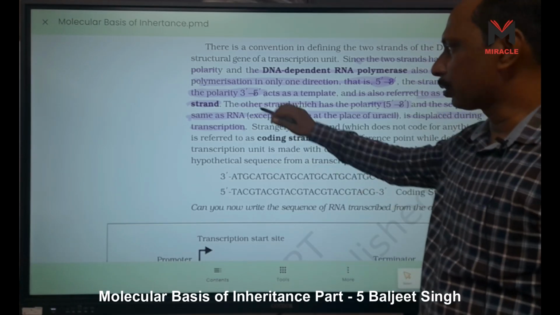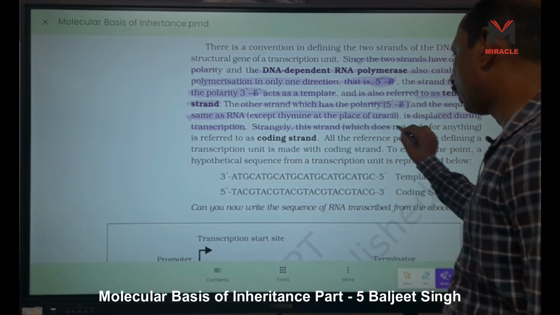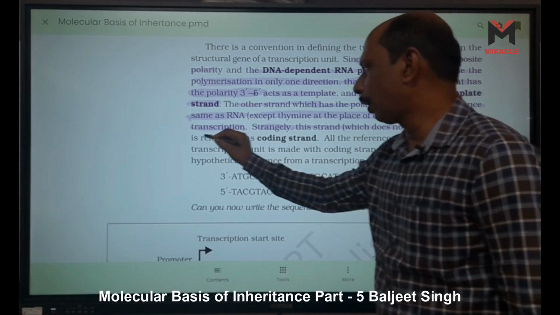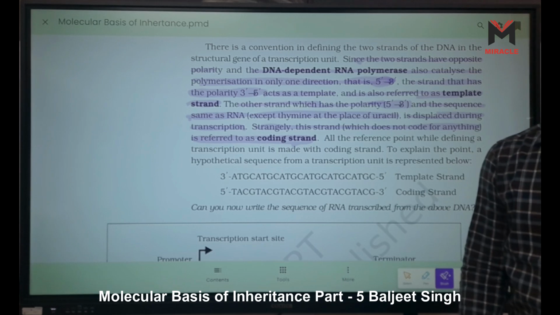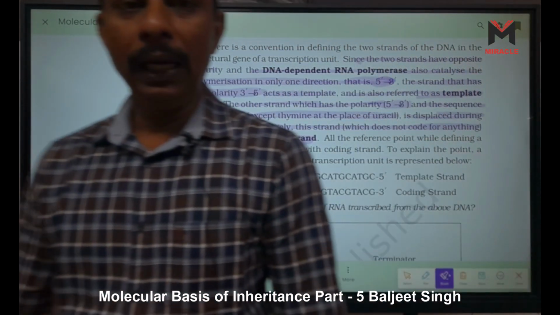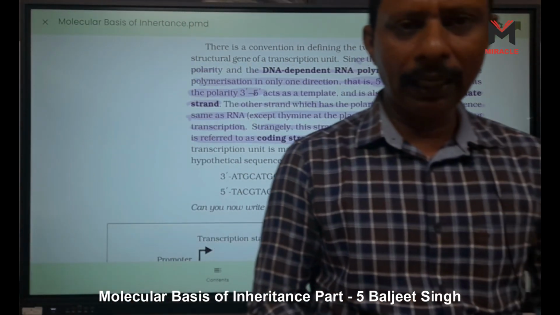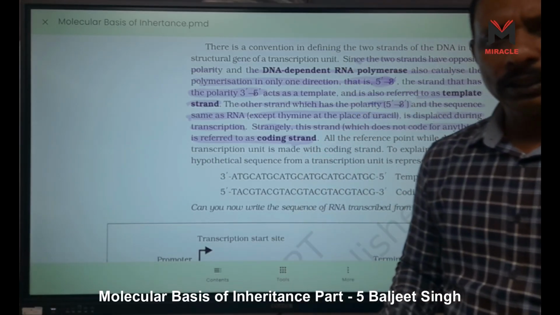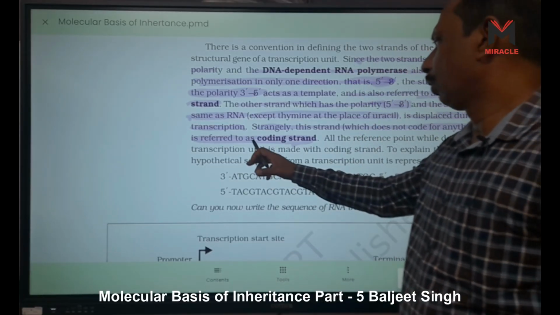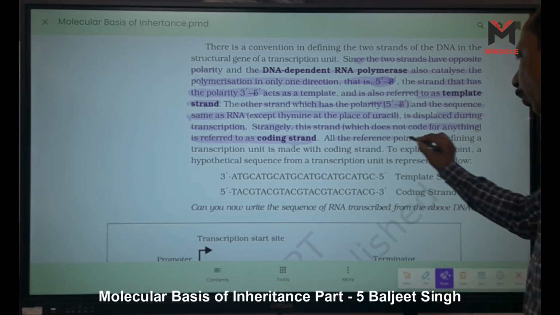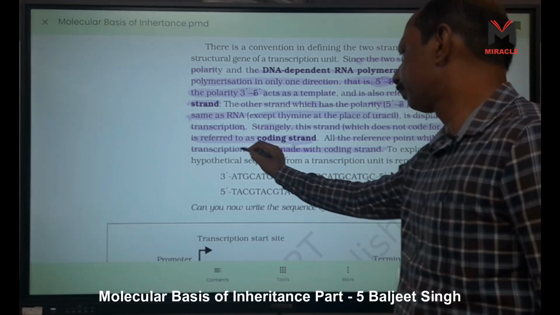Strangely, because these codes match the RNA code, it is called the coding strand, though this strand does not code for anything. It is the same as the RNA because it contains the same code, with only one exception: this DNA strand contains thymine in place of uracil. The remaining codes are the same sequence. So it is called the coding strand. All the references made while defining a transcription unit are made with the coding strand, right?